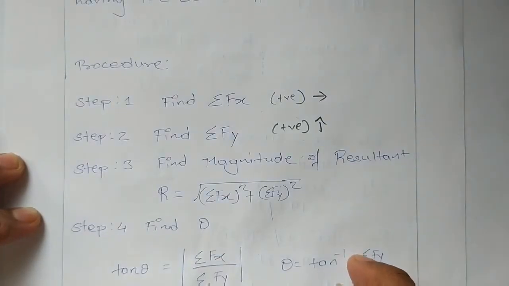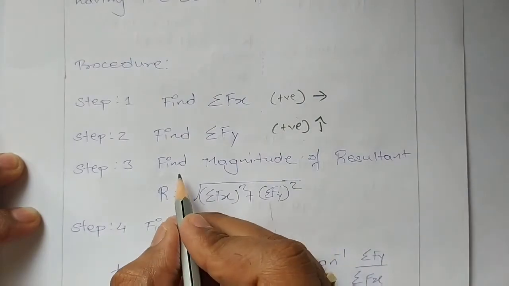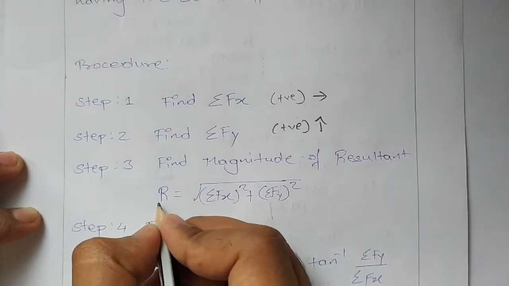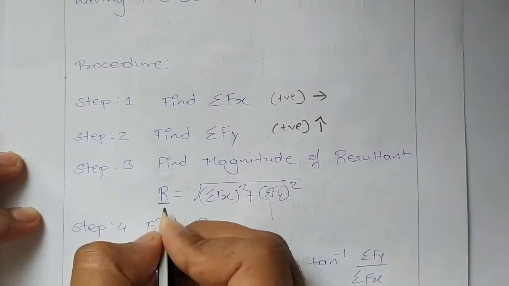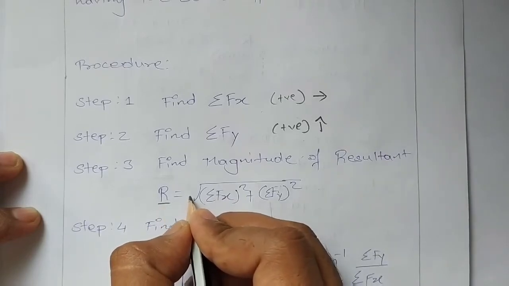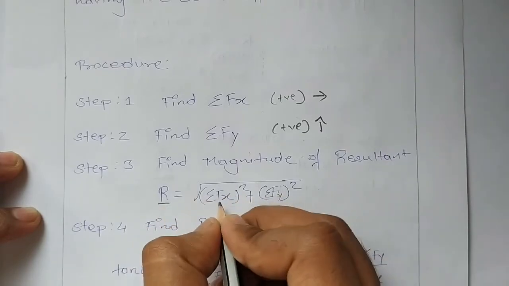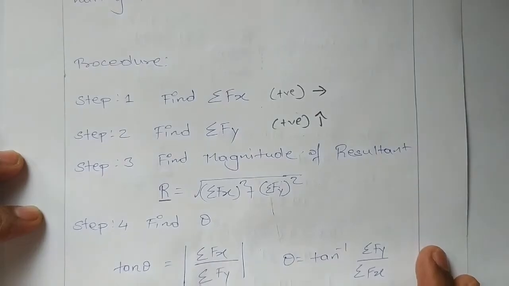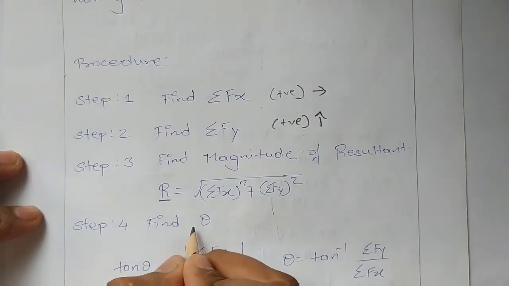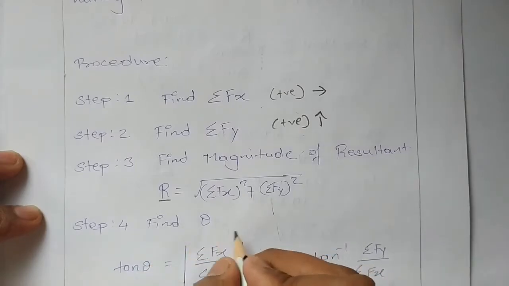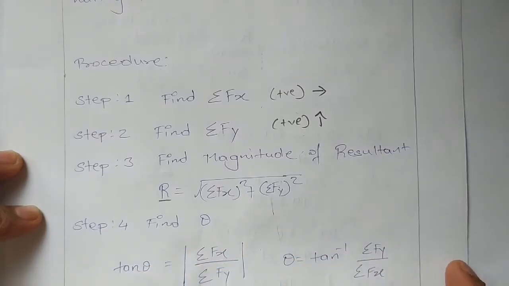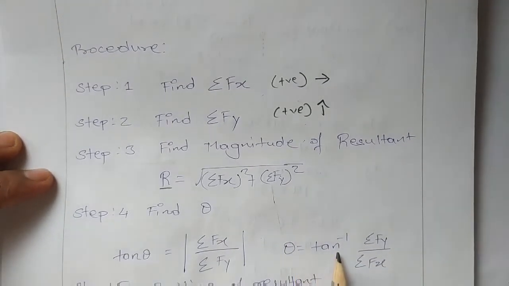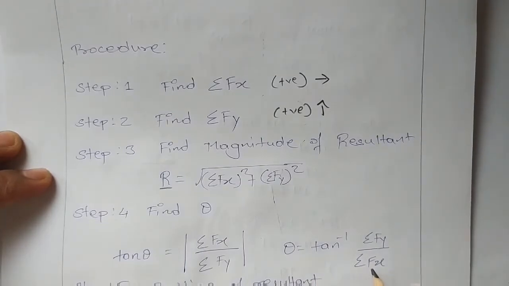Then in the third step, it is to find the magnitude of resultant. So magnitude of resultant is given by capital letter R. It can be found using the relation R equals square root of summation Fx square plus summation Fy square. Then next, to find theta. Theta is the angle made by the resultant force with respect to the horizontal x-axis. It can be found using tan inverse of summation Fy by summation Fx.